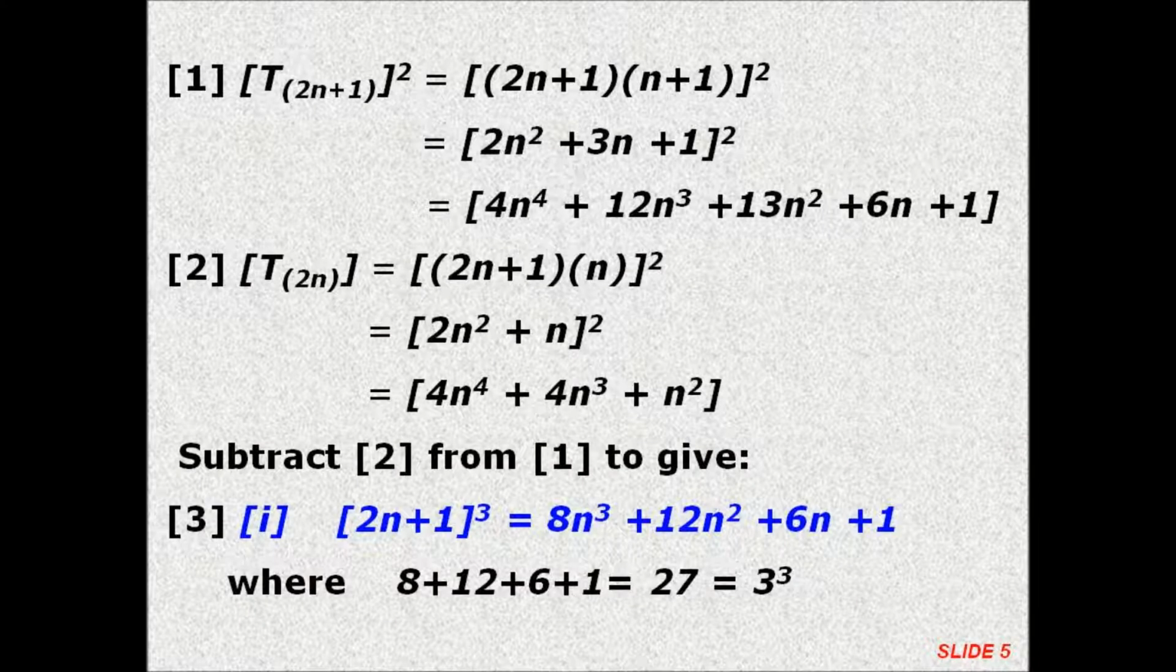If we square the triangular number of odd rank, we get a polynomial expression. If we square the triangular number of even rank, we get another but different polynomial expression. We then subtract the even polynomial from the odd one to get a third polynomial, highlighted blue, that outputs 2n plus 1 cubed when the input to the polynomial is n.